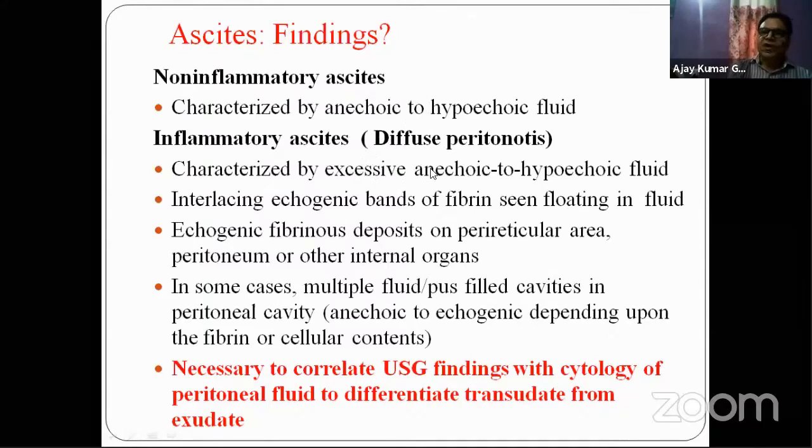Whereas if you find anechoic to hypoechoic fluid along with interlacing echogenic patterns, echogenic bands of fibrin which are floating in the fluid, or you find echogenic fibrinous deposits on the perireticular area, peritoneum, or other internal organs, or you find multiple fluid filled or pus filled cavities in the peritoneal cavity, it indicates inflammatory ascites. So by using ultrasonography, you can to some extent distinguish between inflammatory and non-inflammatory ascites. However, confirmation will require aspiration of the fluid under ultrasound guidance and its examination.